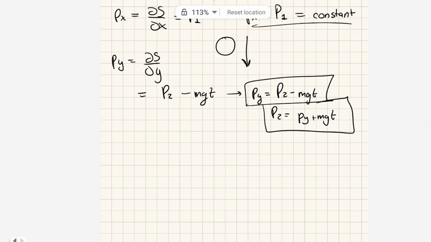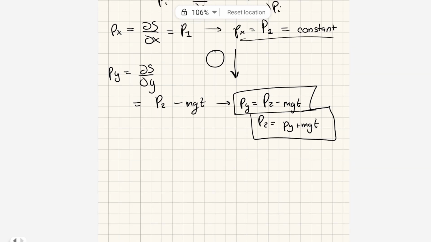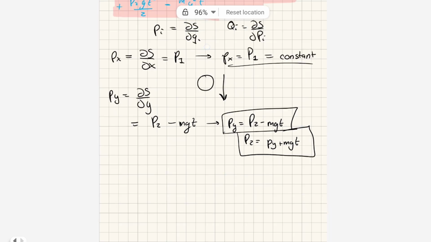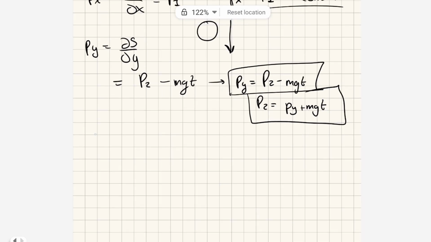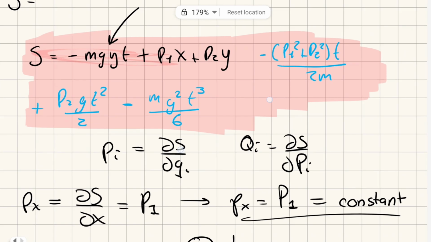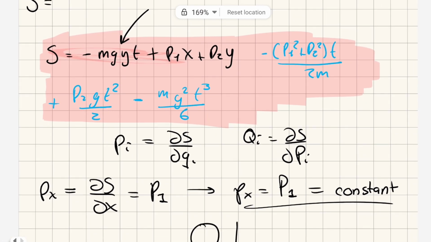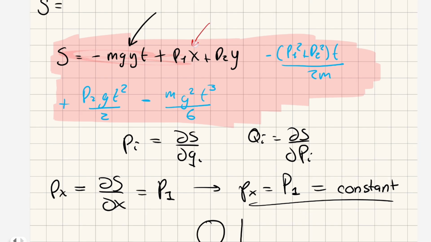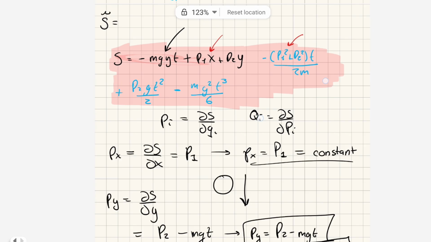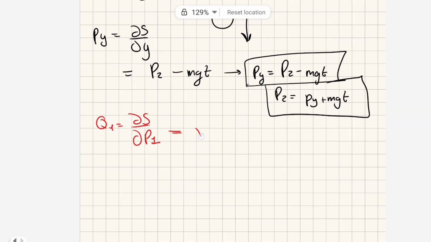Perfect. So we have now found what are the linear momentums in x and y. So now let's continue with the q's. What is going to happen with the q's? Well, q1 is equal to the partial of s with respect to p1. Okay. So if we go back to the s, the partial with respect to p1 of this, well, it's going to affect this element and this element, right? So we will get x and then minus p1t divided by m, right? So this will be x minus p1t divided by m.